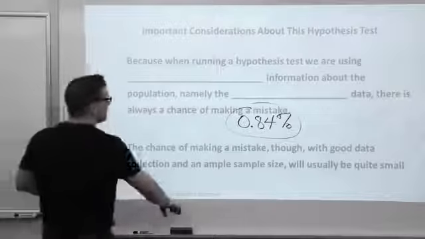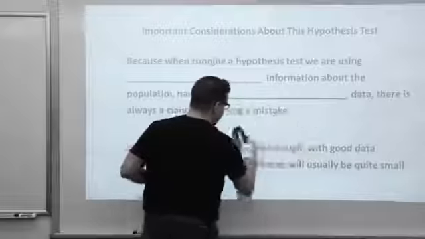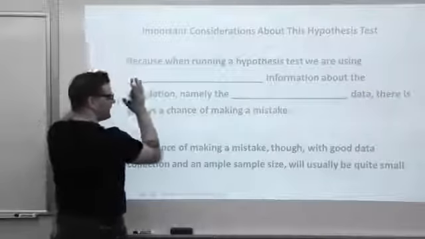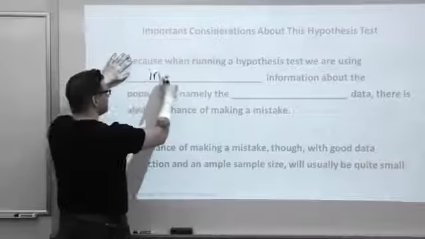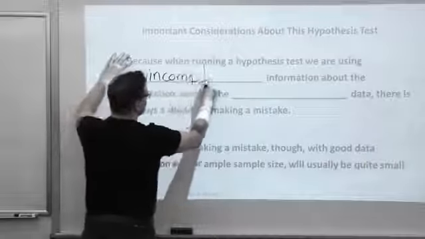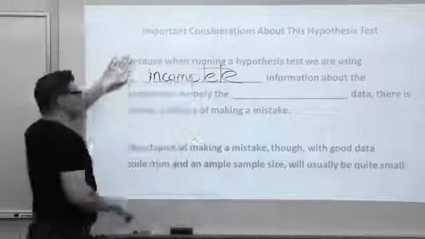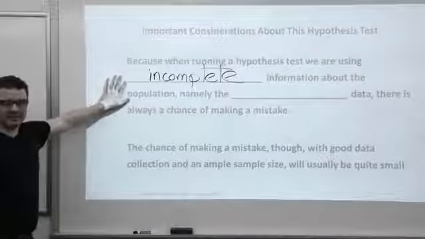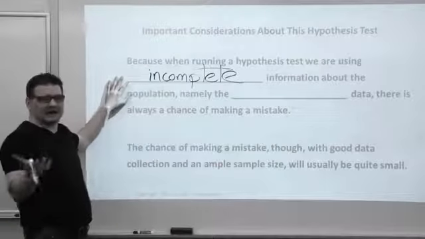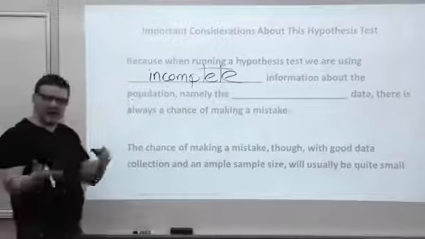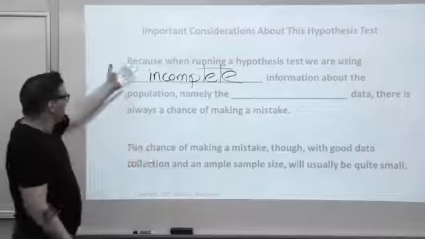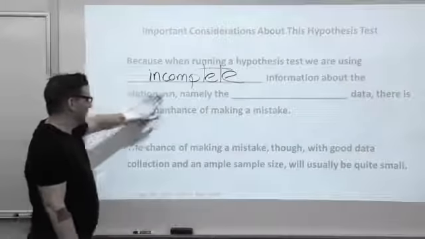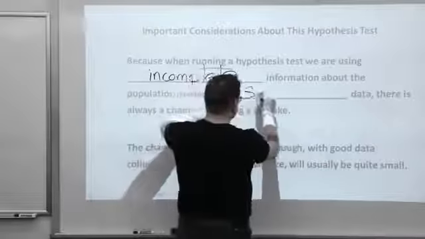Second little part to this number one, big picture. This is a big picture video. When running hypothesis tests, we are using incomplete information about the population. How many cars could possibly come to Cecil College? Thousands, right? There's thousands of students, hundreds of workers. How many did we look at? 190. Because when running a hypothesis test, we're using incomplete information, namely the sample data.